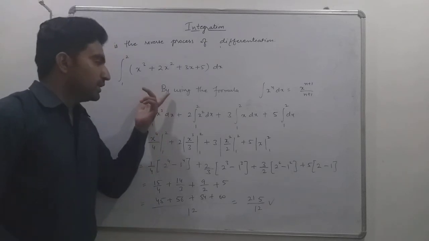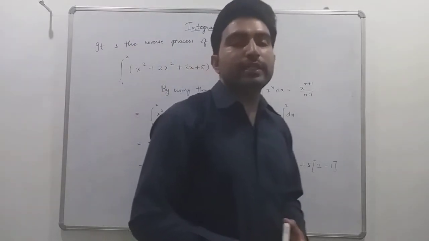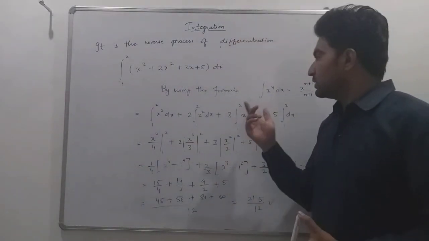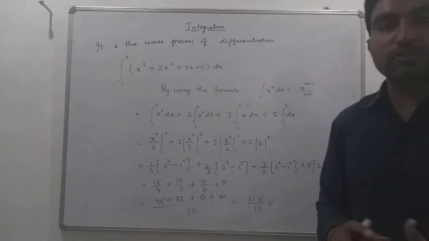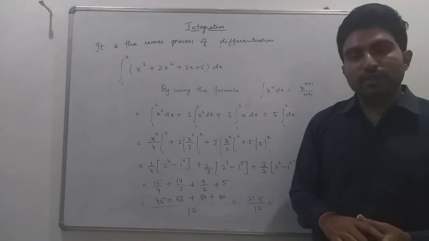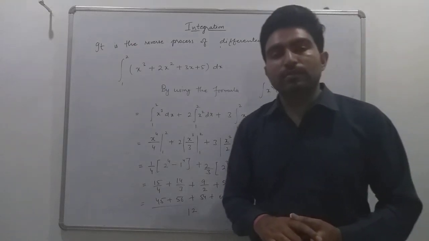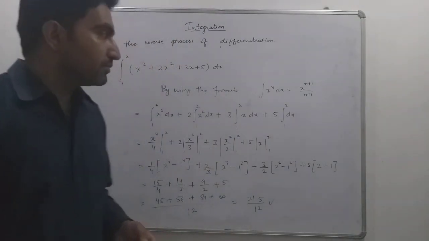So this is the simplest form that we have discussed about integration. Here we were using the formula: the integration of x raised to power n is equal to x raised to power n plus 1 by n plus 1, plus the constant of integration. Let's take some more examples.